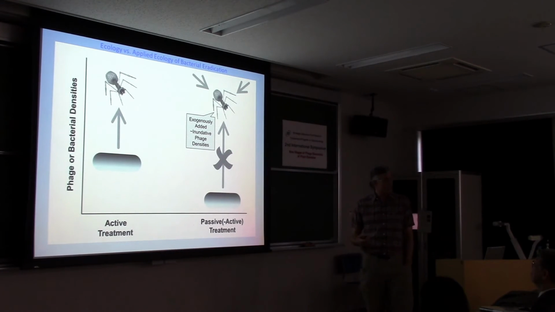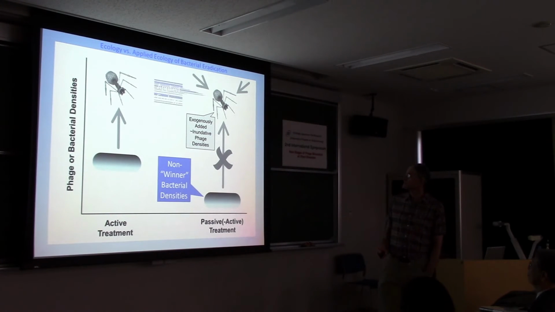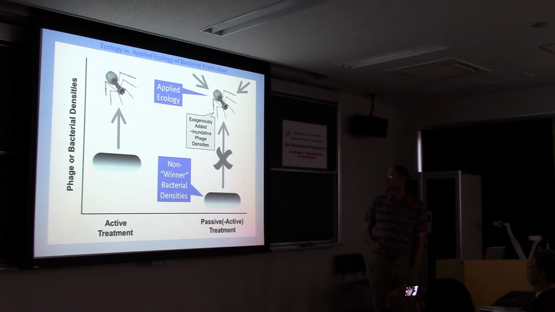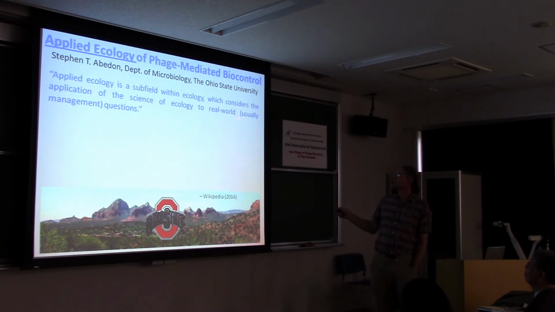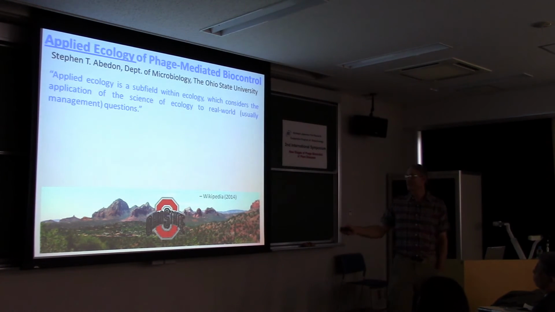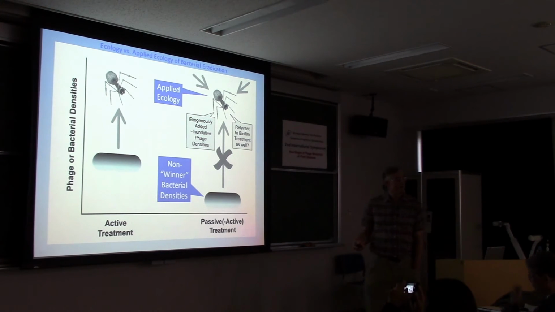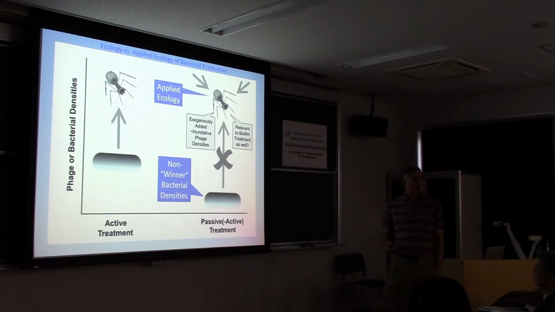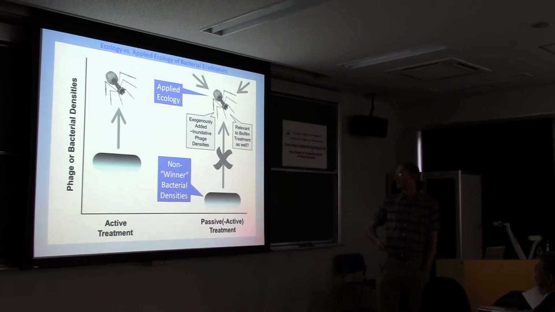And instead, if you're going to eliminate the bacteria, you're going to have to supply the inundative phage densities from without. You're going to have to explicitly add these densities to the population of bacteria that you're treating. So this is non-winner phage densities, and now we're getting more along the lines of applied ecology. These are exogenously supplied phages. So remember, applied ecology is a subfield within ecology which considers the application of ecological science to real world, usually management, questions. So it's applied ecology that's going on there. And these ideas of having to supply these phages perhaps in relatively high densities without relying on their replication may also be relevant to phage treatment of biofilms, but we're not quite there yet to fully understand how that occurs or needs to occur.